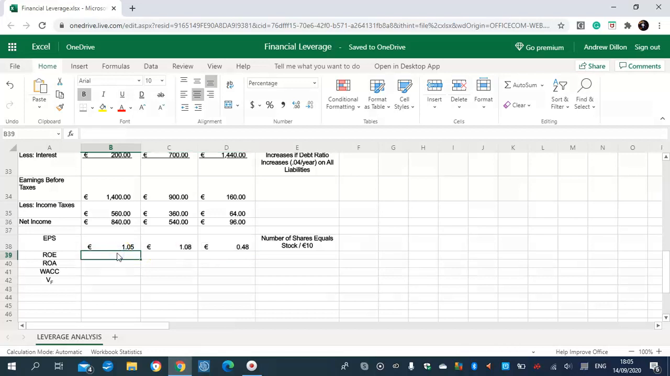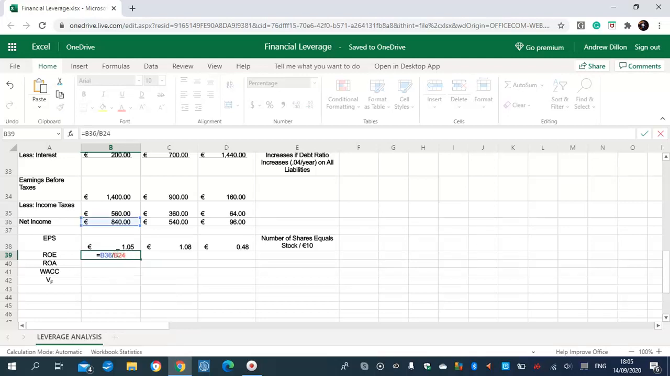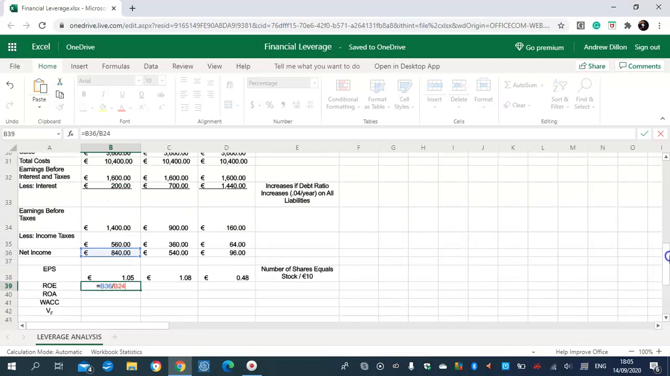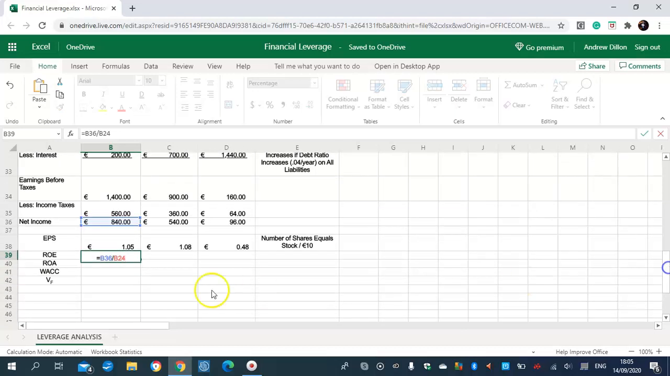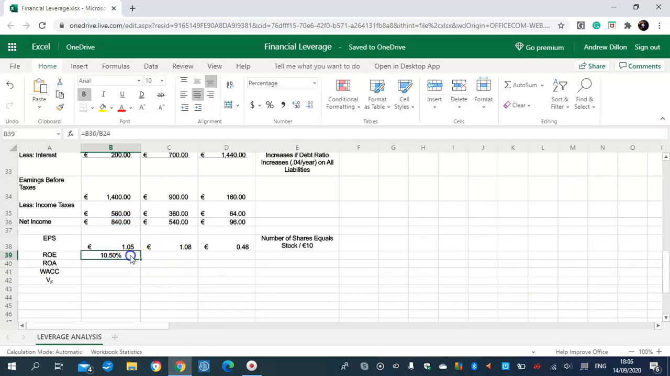Okay, return on equity will be the next one, which is ROE. So B36 is divided by the stock of €10, giving 10.50%. That's very good, 10.80% and 4.80%.